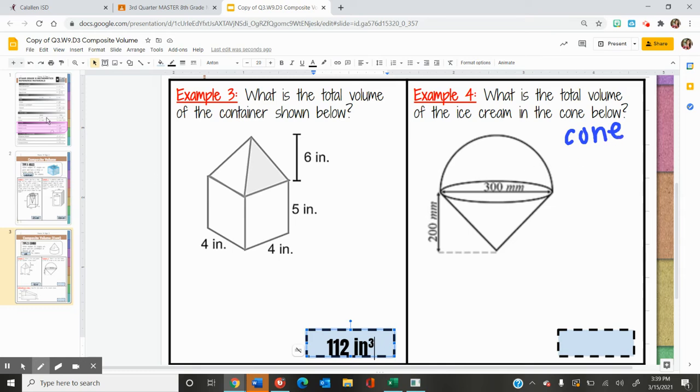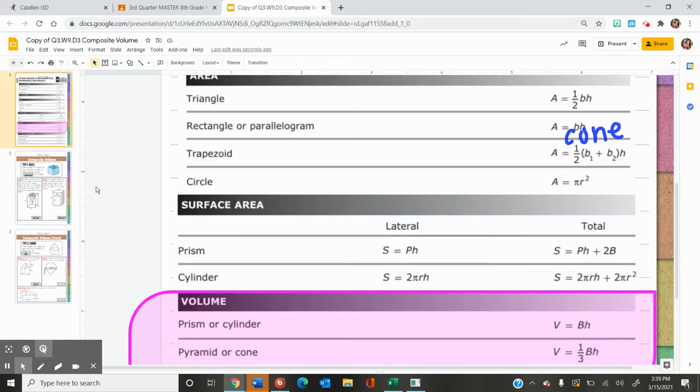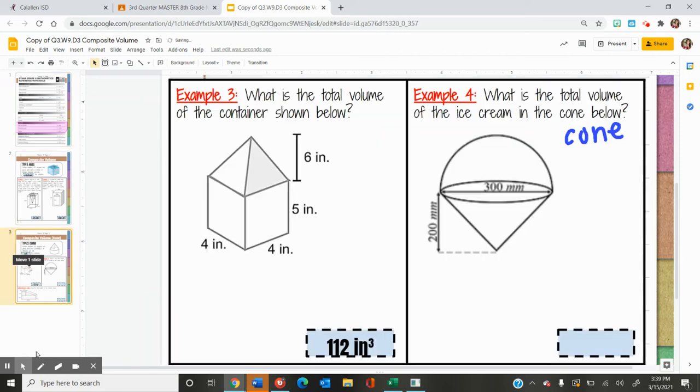The formula for volume of a cone, if you were to go to your formula chart, is volume equals 1/3 times the area of my base times the height. So this is V equals 1/3 times the area of my base times the height. Now, on this cone, my base shape is a circle. So my base area equals the formula for area of a circle, which is pi r squared.